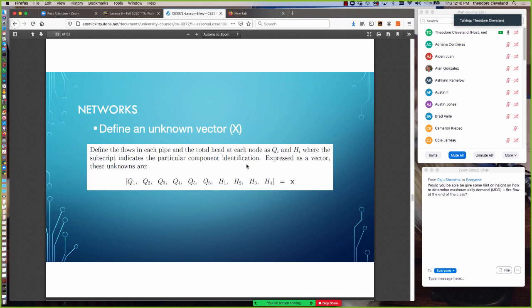Our vector of unknowns contains the values for the 6 pipe flows. And these values can take on positive or negative algebraic sign, depending on which the direction is. And then it's going to contain the values of heads at the 4 nodes, the unknown heads. And we're going to call that vector x.